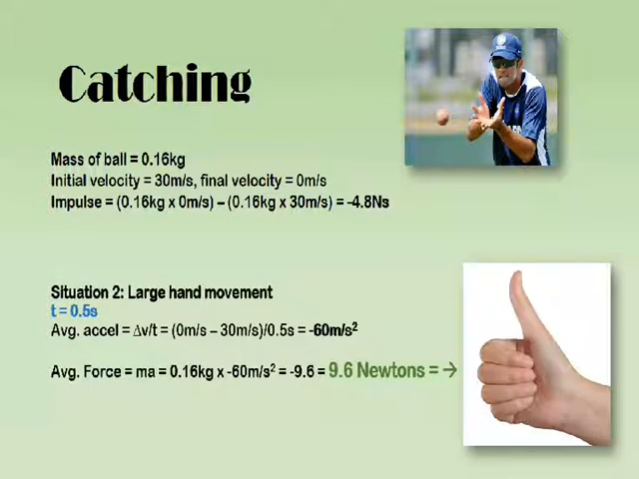If the fielder pulls his hand back upon contact with the ball, the deceleration will be slower, and over a longer period of time, for example 0.5 seconds. In this case, the average deceleration will be 60 meters per second squared, leading to an average force of only 9.6 newtons on the hand. This is much less likely to cause injury over an extended period of time.